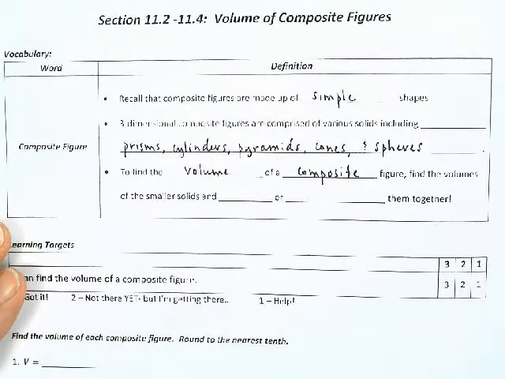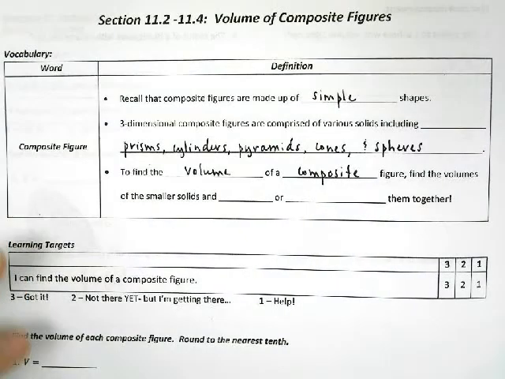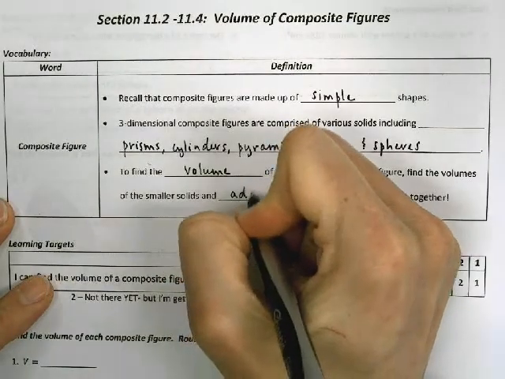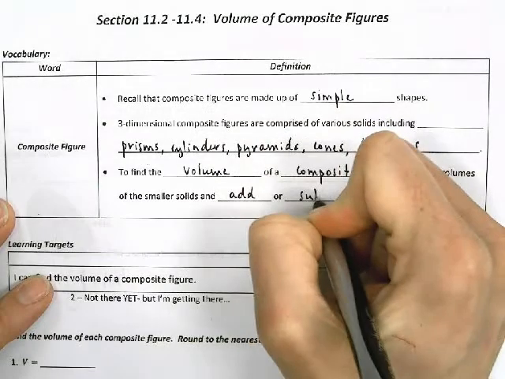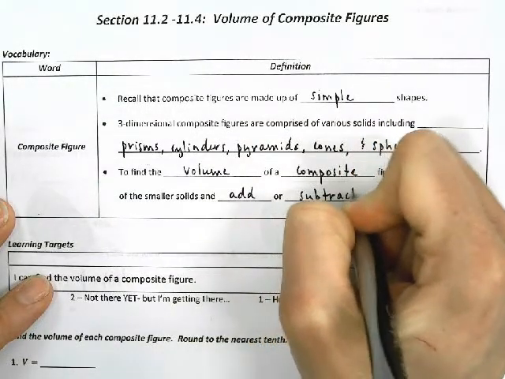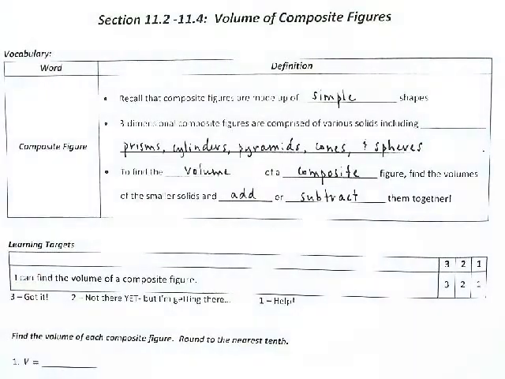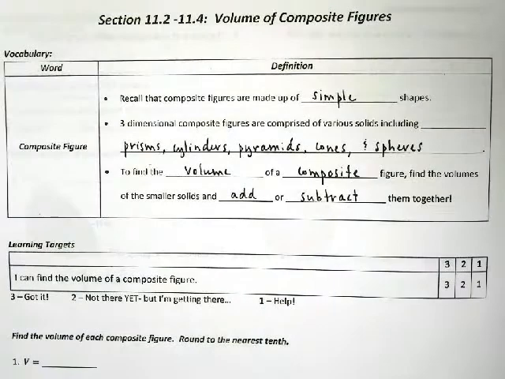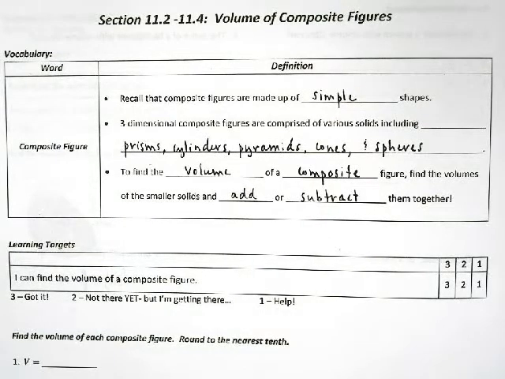So when we're finding the volume of a composite figure, all we're going to do is find the volumes of the smaller or simple solids, and we're going to add or subtract them. So exactly like we did with area, we're just working with 3D figures now. I'm going to use a couple different colors when we're going through these problems to hopefully make it more clear what's going on with these composite figures.